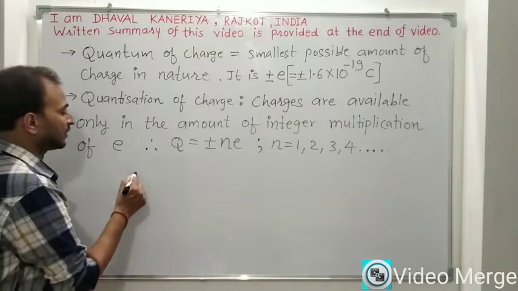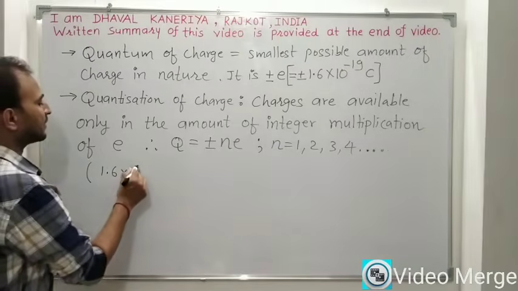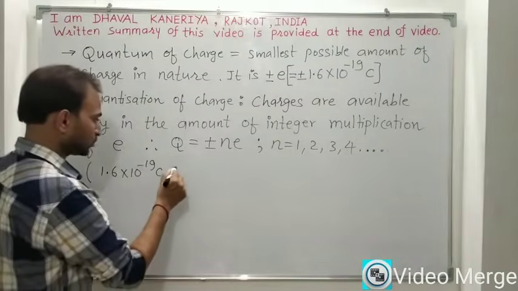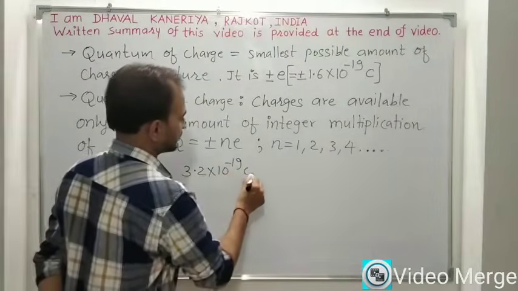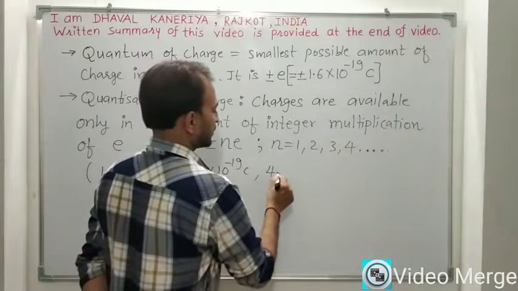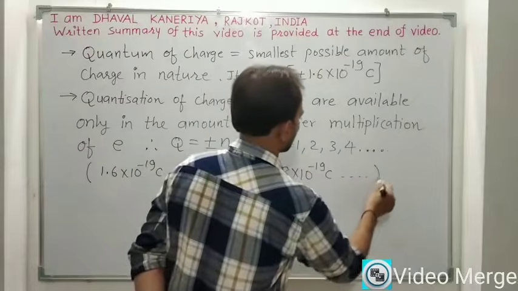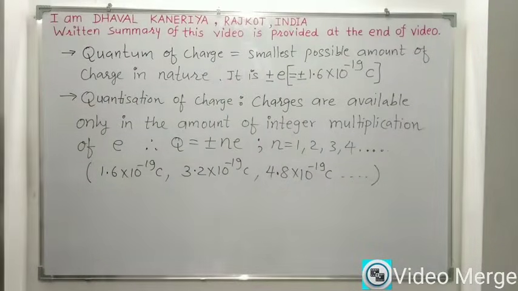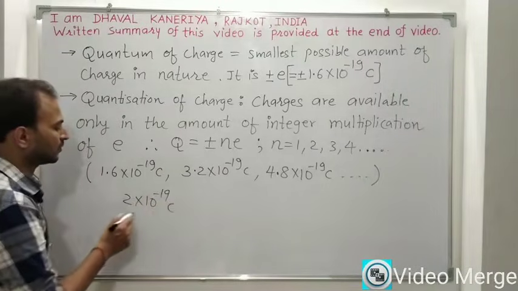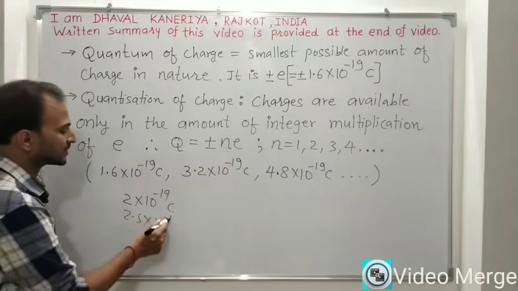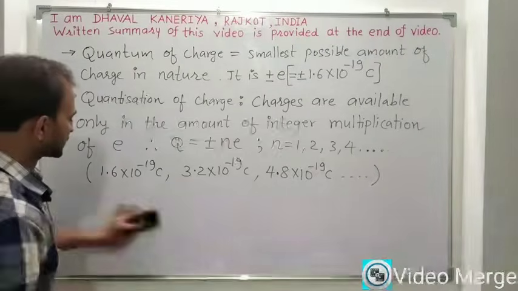So we can have 1.6 into 10 power minus 19 coulomb, into 2, 16 into 2, 32, 16 into 3, 48. Only such charges are available. We cannot have any random charge. We cannot have 2 into 10 power minus 19 coulomb. We can't have 2.5 into 10 power minus 19 coulomb. So this is called the quantization of charge.